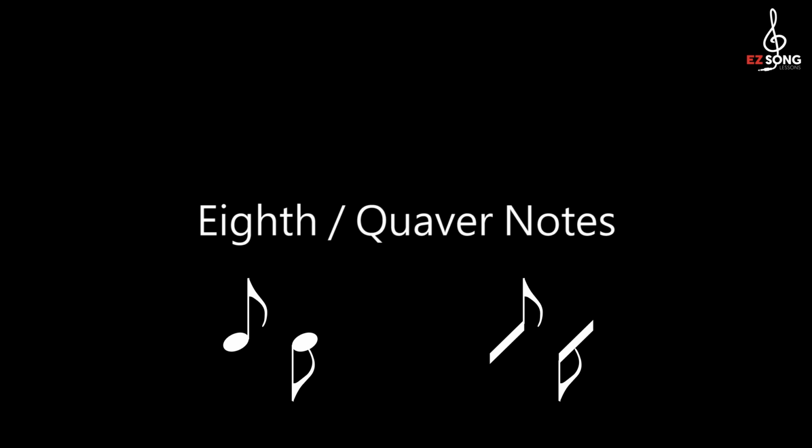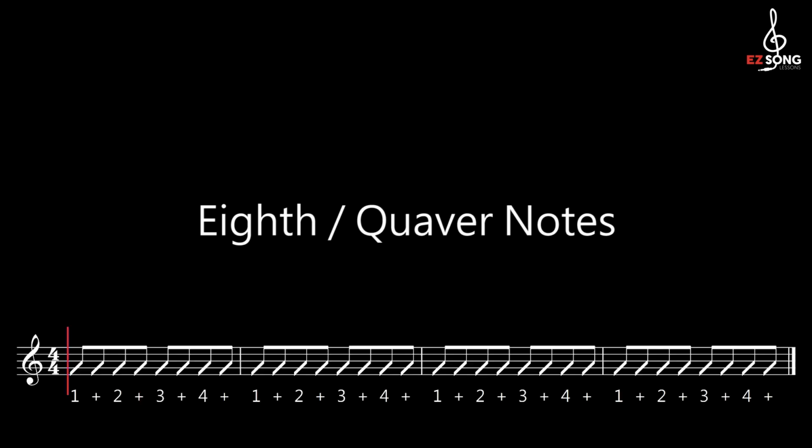Eighth or quaver notes. These are the notes that sustain over half a beat of music. In the following example, the C chord needs to be strummed 32 times. And each time it has to be strummed twice in 1 beat. In order to count between beats, we need to introduce the word and. So, count and strum on every beat, and on every and.